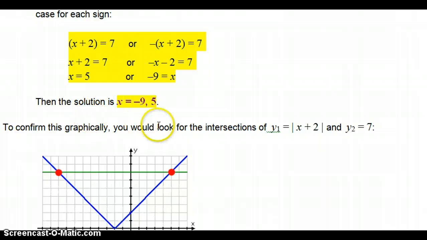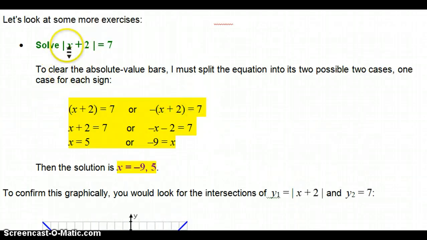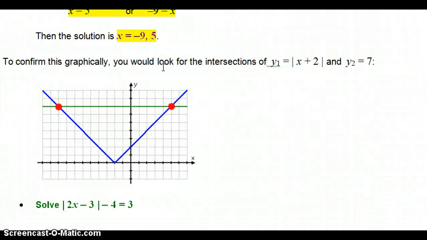To confirm this graphically, you would look for the intersection of y1 equals the absolute value of x plus 2, and y2 equals 7. And this is just going back to our equation. So what happens when we take the absolute value of x plus 2 and then set it equal to the other side of the line, 7.